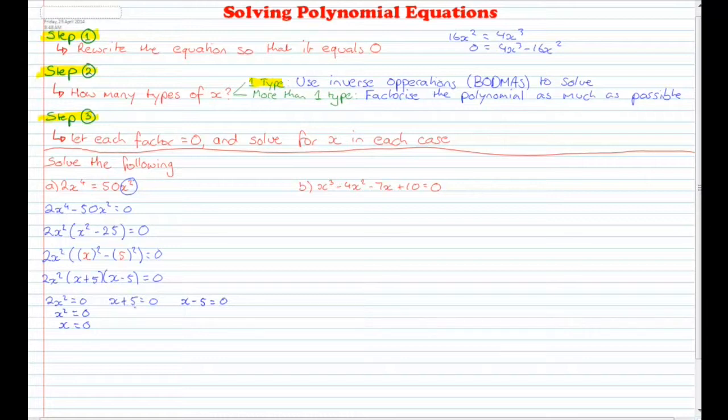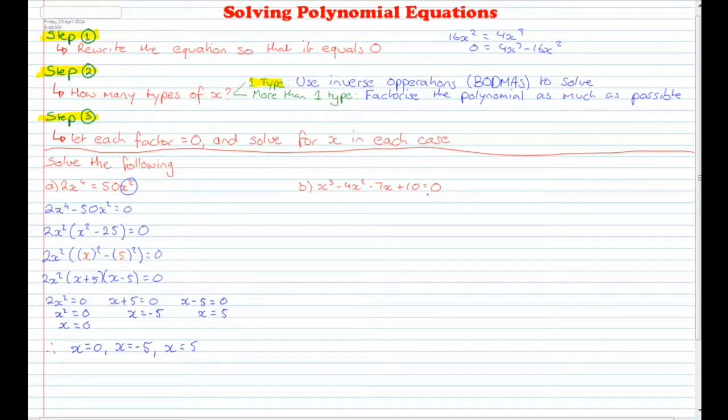x plus 5 is equal to 0, so I'm going to minus 5 off both sides, so that's going to get us x is equal to negative 5, and adding 5 to both sides for this one, you're going to get x is equal to 5. Therefore, x is equal to 0, x is equal to negative 5, and x is equal to 5. That means if I substitute in 0, negative 5 or 5 into this equation here, you'll end up getting the same answer. Alright, part B says x cubed minus 4x squared minus 7x plus 10 is equal to 0.